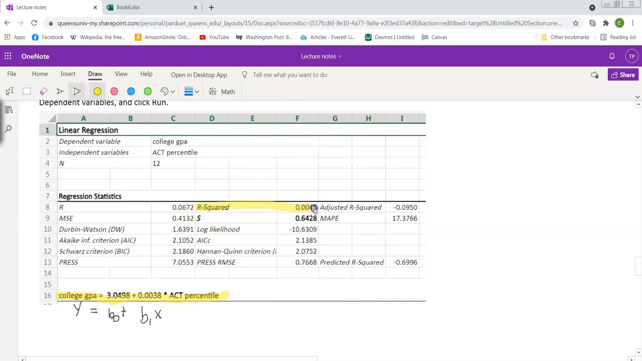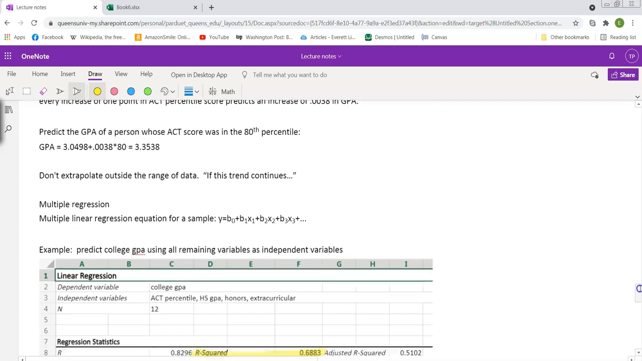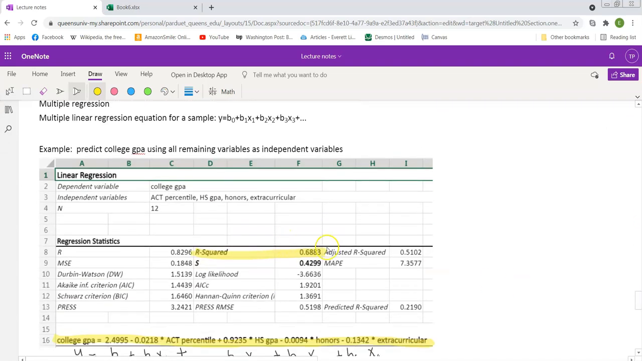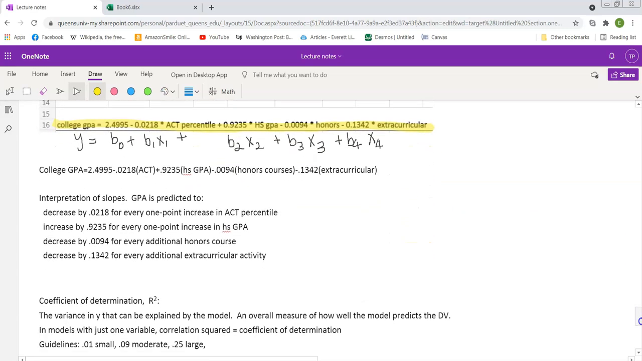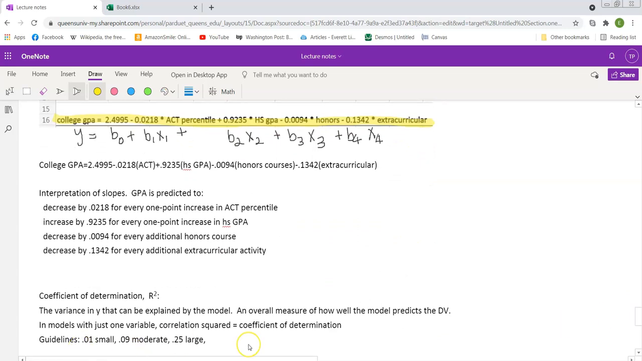So for our simple linear regression, our R-squared was 0.0045, which is very, very small. But once we add these other variables into it, it increases to 0.6883. So if you're comparing these values, adding those extra variables makes a huge difference.